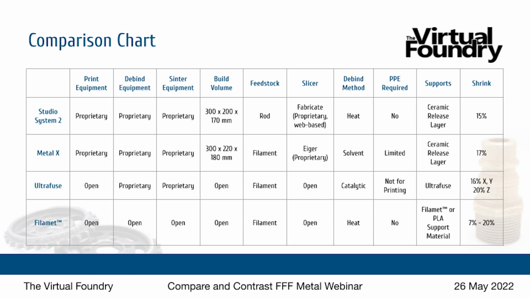And here we have the shrink. We talked about that a little bit earlier. I did find an easy shrink number for the Studio System 2. We talked through that range of 7 to 20% for the Virtual Foundry's Filamet. The Virtual Foundry, we do have debinding and sintering instructions posted on our website, and following those instructions will yield that 7% shrink. So as Brad explained earlier, you do have control over that process, and you can hold that, or you can adjust that time and temperature profile to create more shrink, which equals more density.